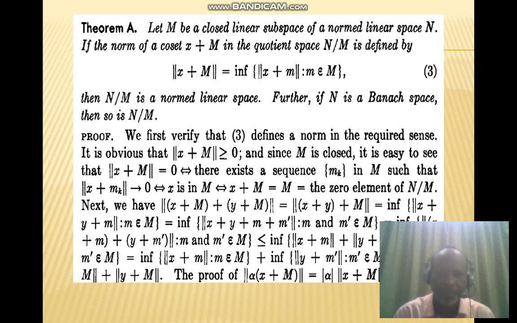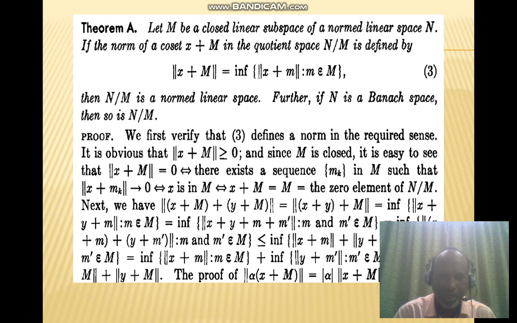How to prove this? The first three conditions we just stated are to be proved. Norm is automatically greater than or equal to 0 by definition, so we have no problem. Now, if norm of x plus M is equal to 0, what is going to happen? Consider a sequence mk in M such that norm of x plus mk tends to 0, which implies x belongs to M. What does it mean? x plus M is equal to M, and that M is nothing but the 0 element of N by M. So, if norm of x plus M is equal to 0, then x plus M is equal to 0. The first rule is done.